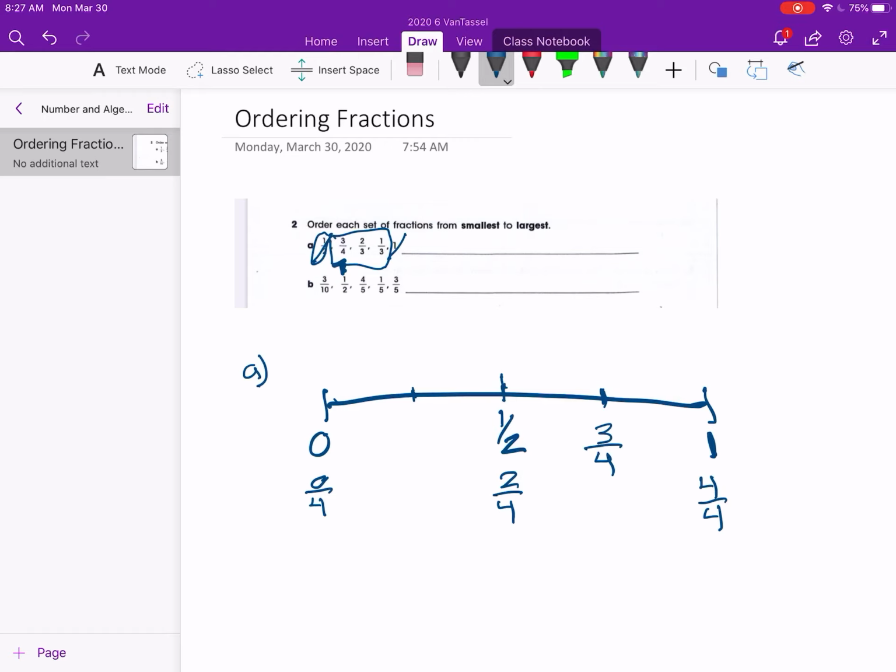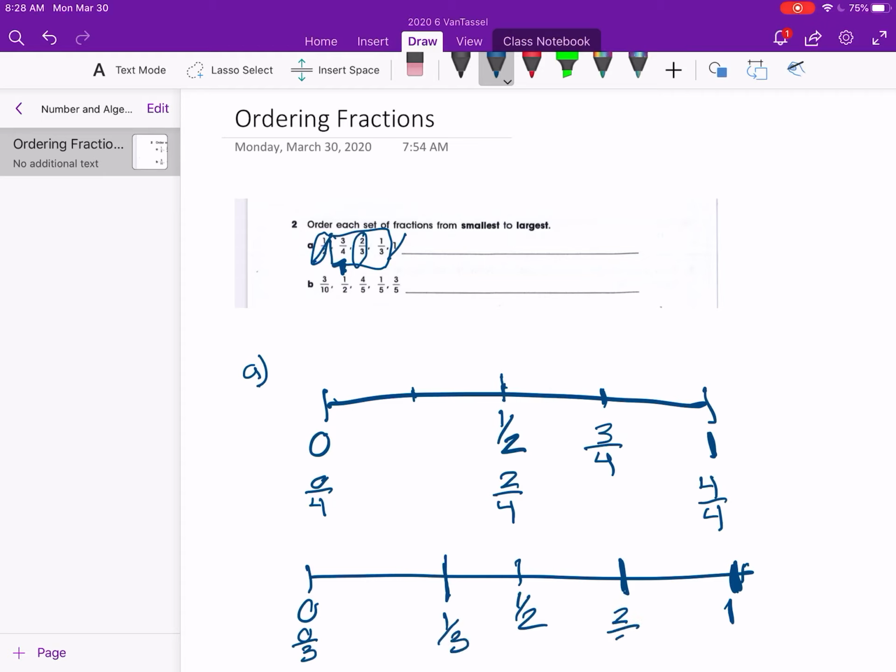And then I can do 2/3. So I think of this whole thing. Again, 0, half, and 1. And if I tried to break this into thirds, into 3 equal pieces, I'd probably go maybe here, here. So this would be 0/3, 1/3, 2/3, 3/3. So break this whole thing up into 3 pieces. So 2/3 would be around here.